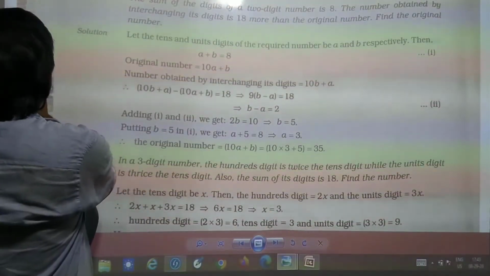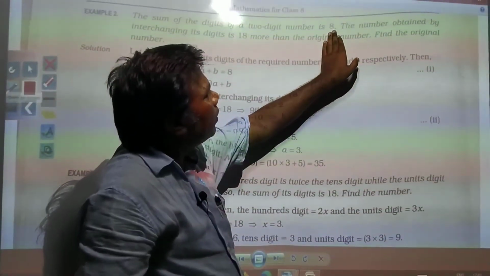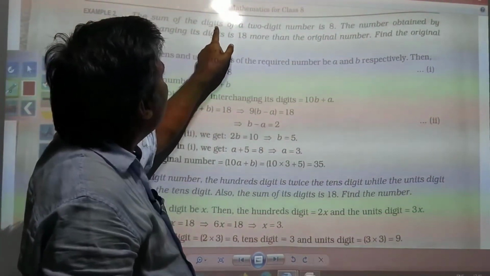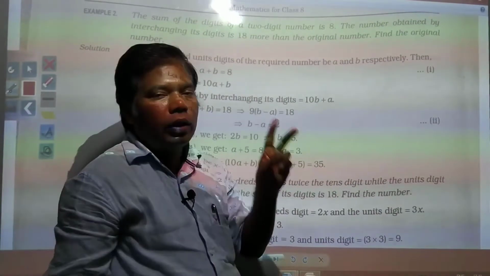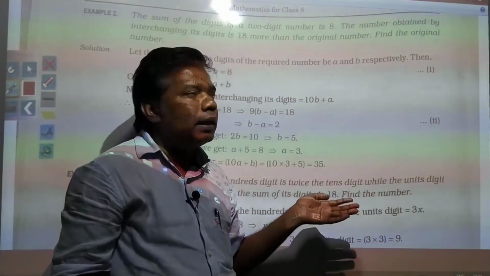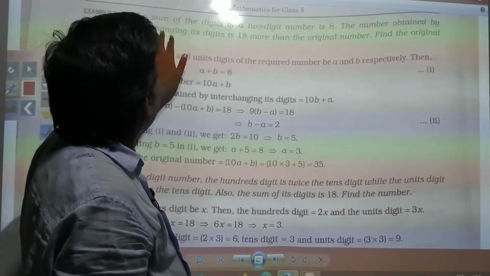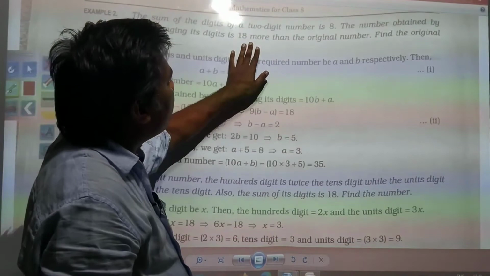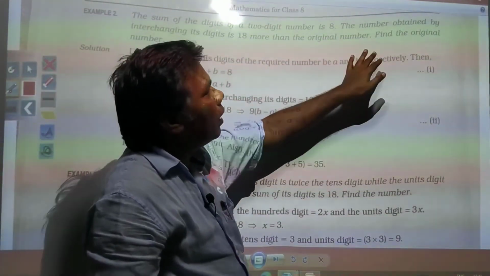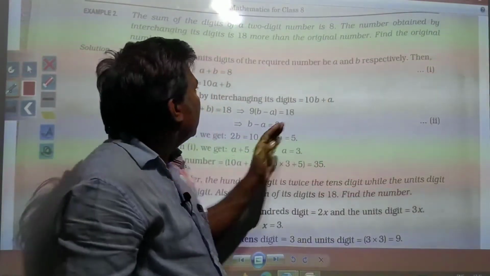Now second example. The sum of the digits of a 2-digit number is 8. Again, it is a 2-digit number, so one digit will be the ones digit, the other digit will be the tens digit, and the sum of the digits is 8. The number obtained by interchanging its digits is 18 more than the original number. Find the original number. This is very important to understand.